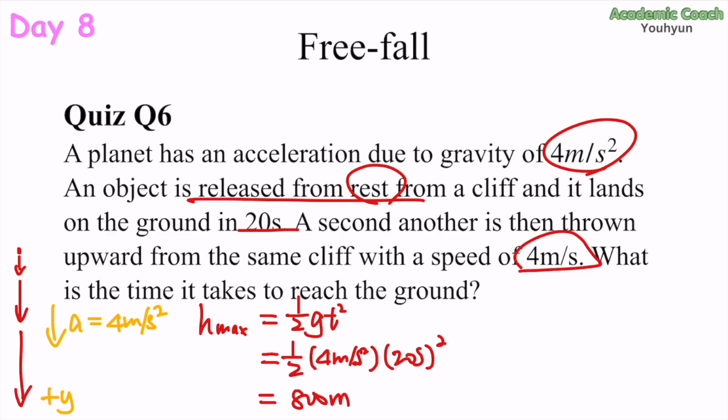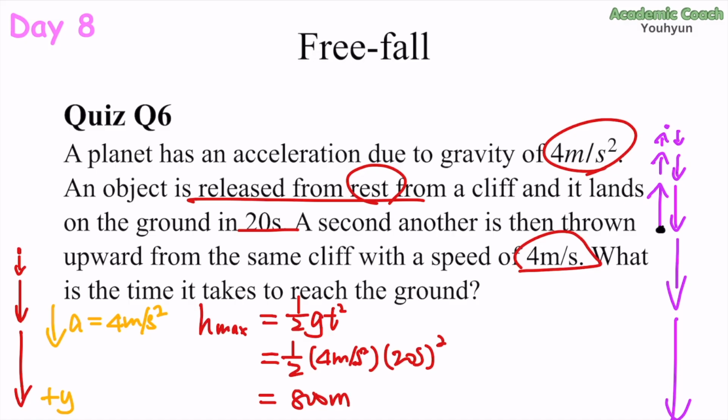And then this time we have a second object that's thrown from the same cliff at the same height, but with an initial speed that points upward, that's 4 meters per second. So this is how the second object's motion diagram looks. It's asking us how much time it takes to reach the ground. For this one, we cannot use those free fall tricks anymore because in this case, this object is not tossed up until max height or just back to the same height. The initial height and the final height are different.